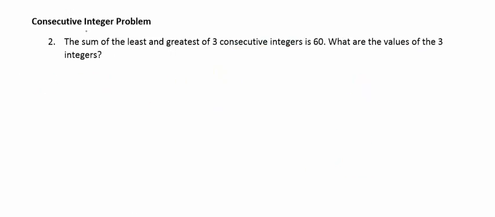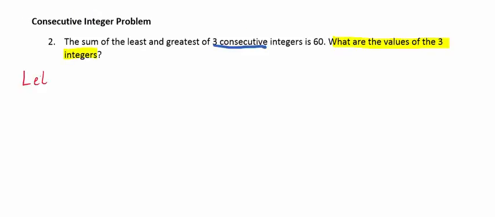Okay, now let's look at a consecutive integer problem. It says the sum of the least and greatest of 3 consecutive integers is 60. What are the values of the 3 integers? So again, the last sentence will tell us what we're looking for. So what are the values of them?